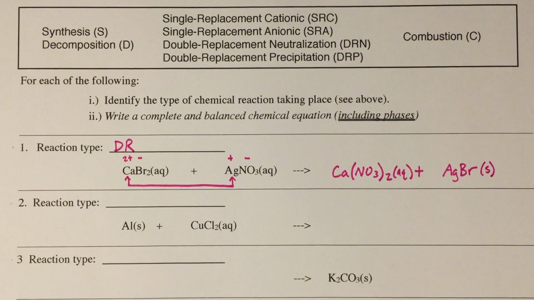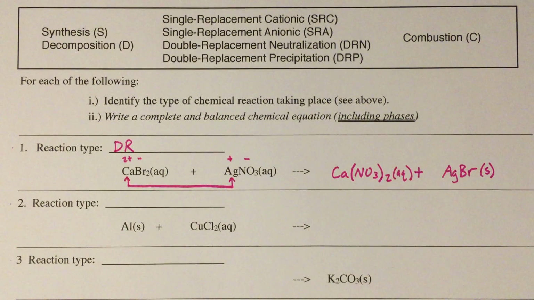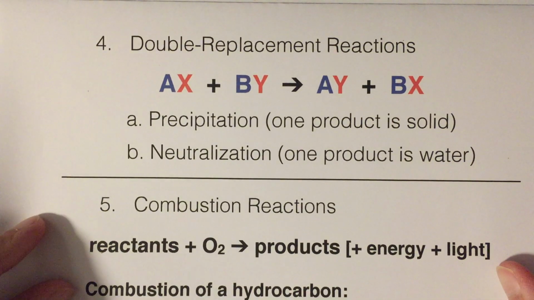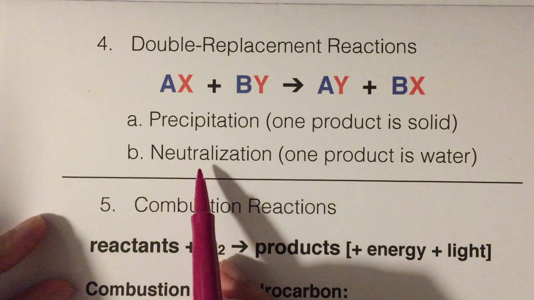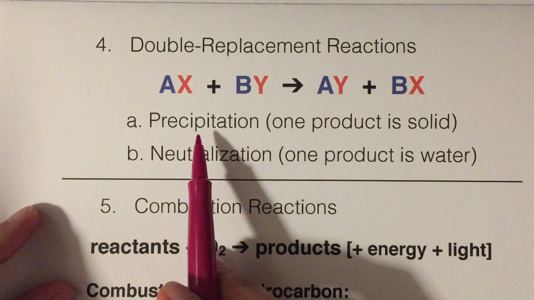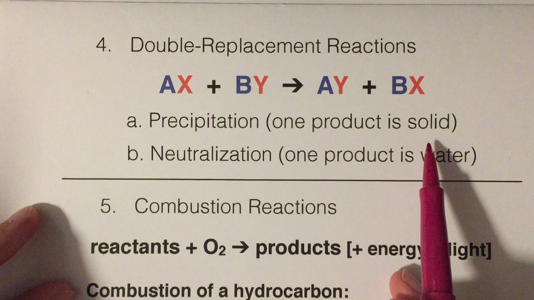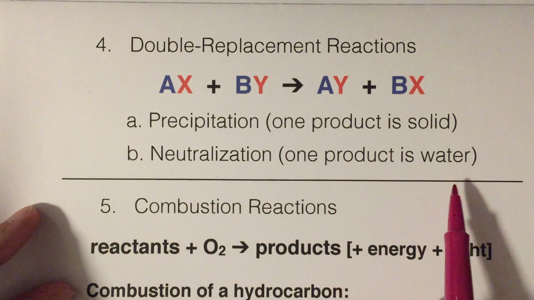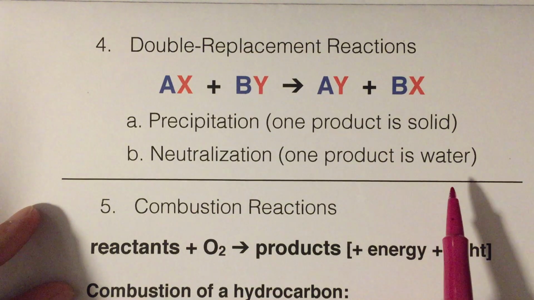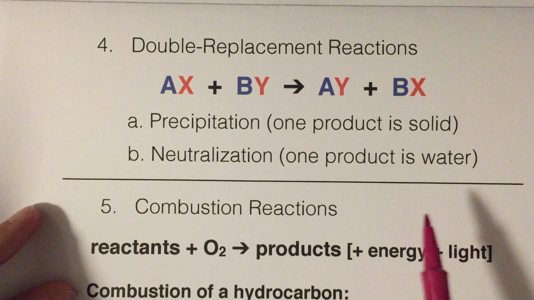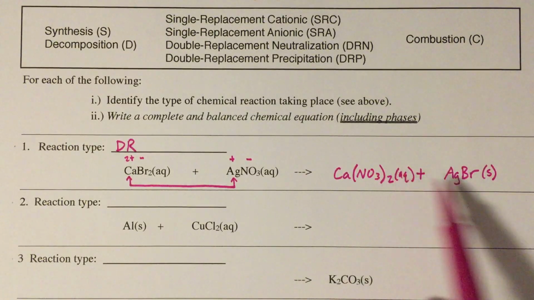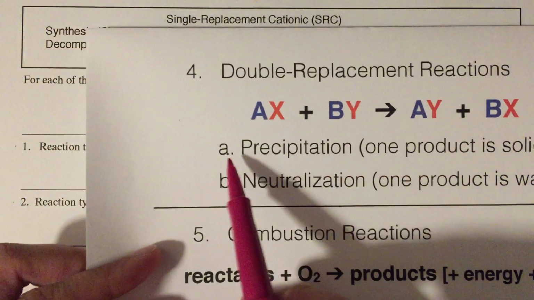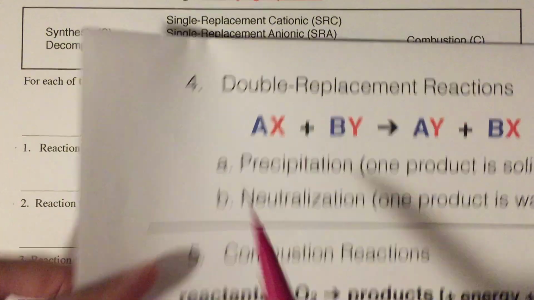Okay. So now that we see what our products are, let me go back to the notes here, and we can actually figure out what type of double replacement reaction it is. So the 2 options are precipitation or neutralization. It's a precipitation double replacement if one of the products is solid, and it's neutralization double replacement if one of the products is water. So we just need to see if in our products we have either a solid or water. So we don't have water as our product, but we do have a solid. So that tells me that the type of double replacement we have here is precipitation.